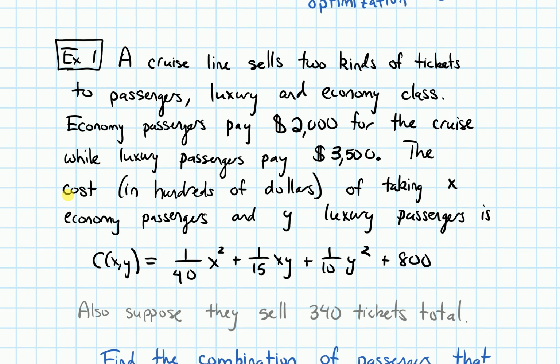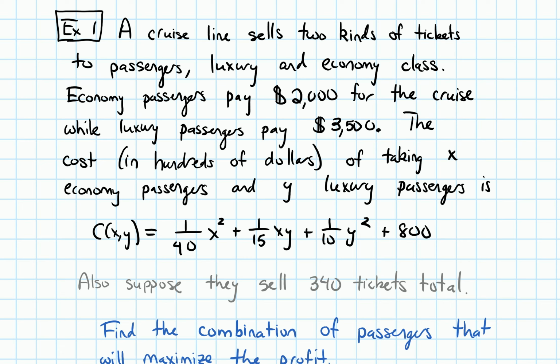So in this example, we actually saw most of this before. There's just one extra piece. This question says a cruise line sells two kinds of tickets to passengers, luxury and economy class. Economy passengers pay $2,000 for the cruise, while luxury passengers pay $3,500. The cost in hundreds of dollars of taking X economy passengers and Y luxury passengers is given by this function c of x comma y.